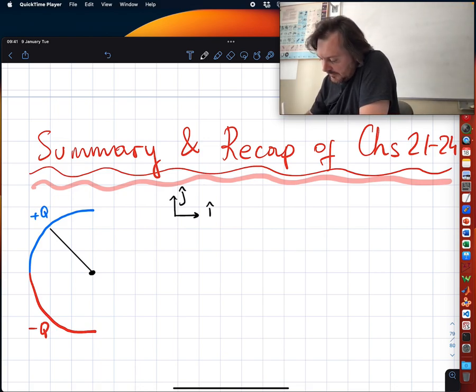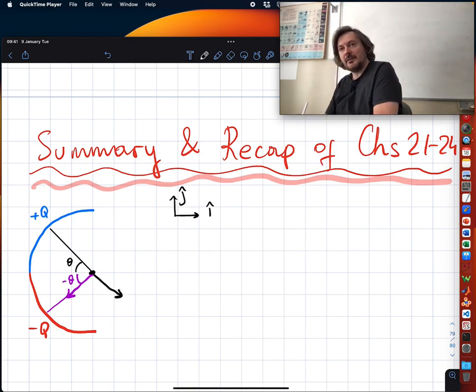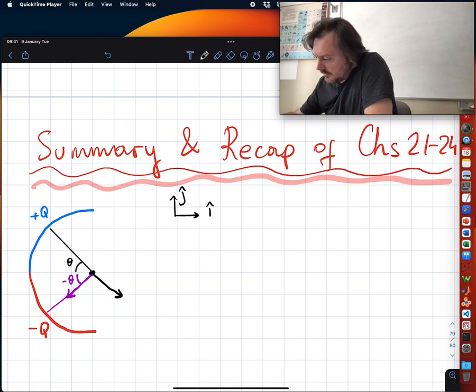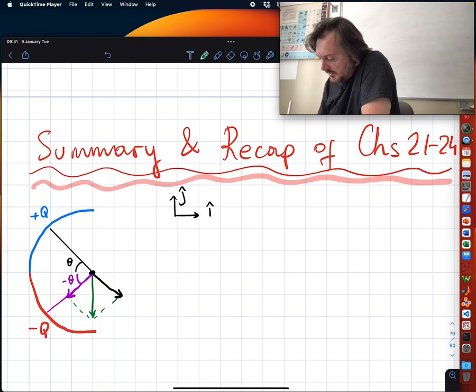So for example, if I have theta here and another one over here at negative theta, let's say. This one will create an electric field in this direction, and that one creates an electric field in this direction, right? So the EXs cancel each other out. Do you see that? So I will always deal with EYs. I only care about EYs, so I will not even calculate EXs. Are you okay with this? Yes?